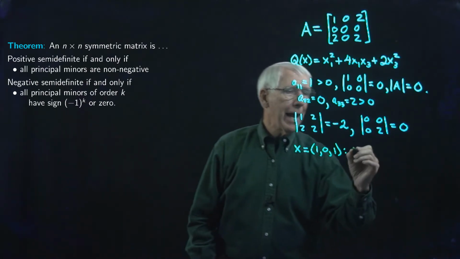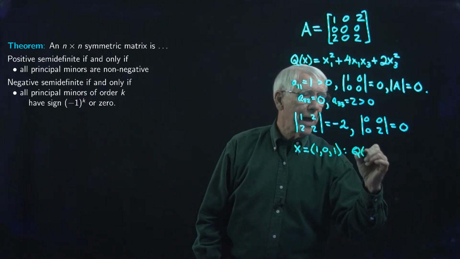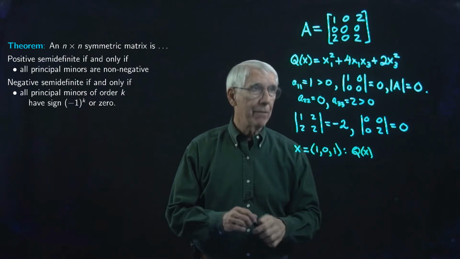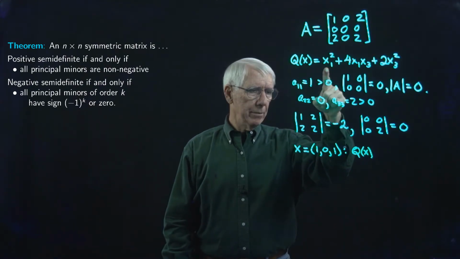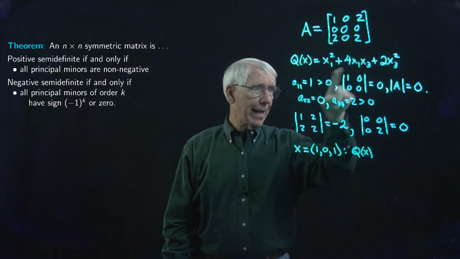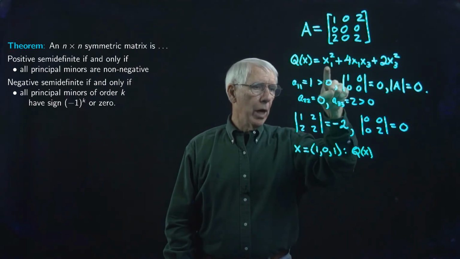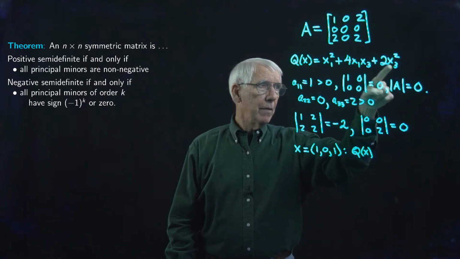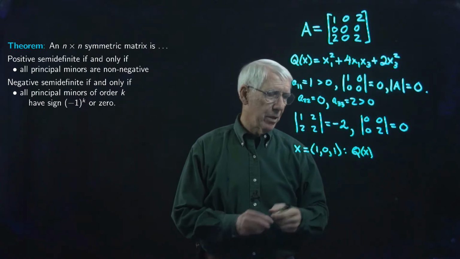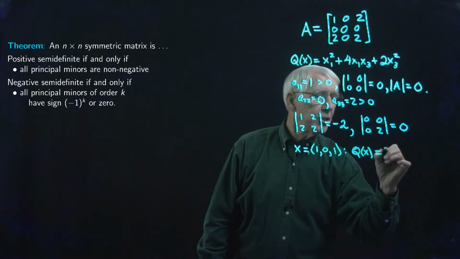And what do we have for Q at that vector? We have 1, 0, 1. So this is 1. X2 doesn't show up. So this is 1. This is 1 times 4. This is 1 times 2, so that's 7. So Q of X is 7, which is positive.